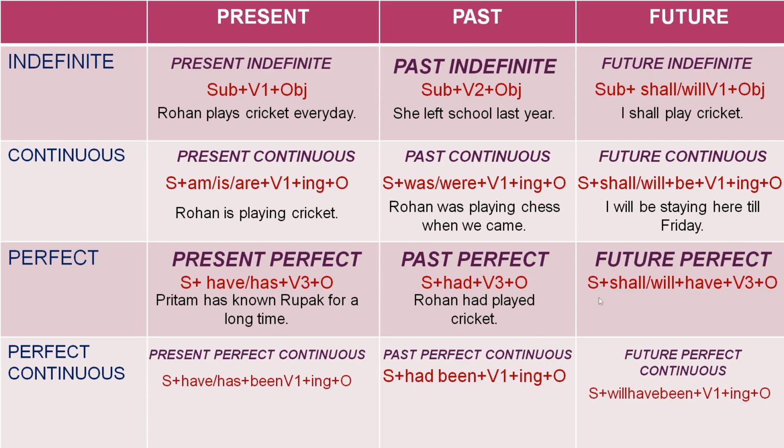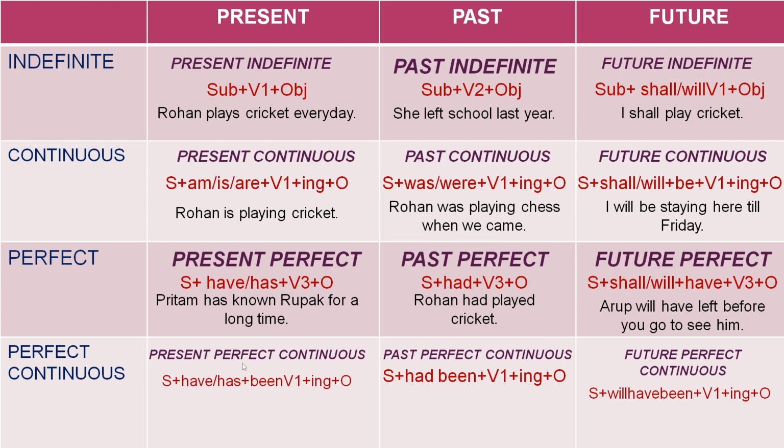Next one is future perfect tense. The rule is subject plus shall or will have plus V3 plus object. Example, Arup will have left before you go to see him. Arup is the subject, will have, left, left is the V3, that means the third form of the verb, before you go to see him, that is the object part.